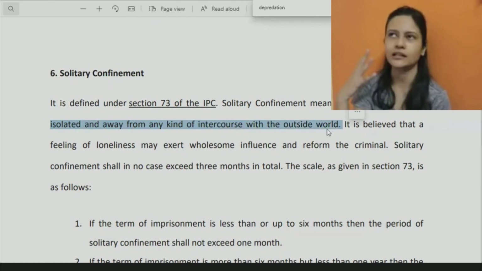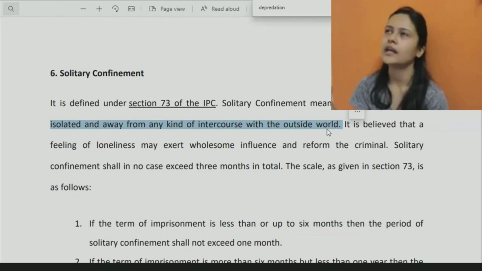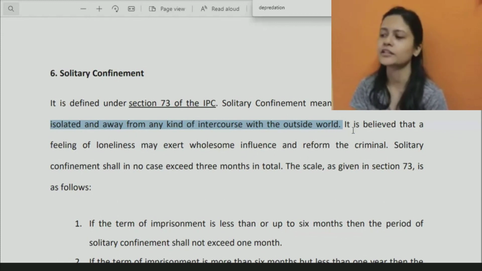Otherwise, in case of jails also, it's not like a very secluded place or something. They are able to talk to each other in a group. They will sit, they will have so many different activities, so many different things to do in the entire day. They have like a proper routine. But in case of solitary confinement, there is nothing as such.